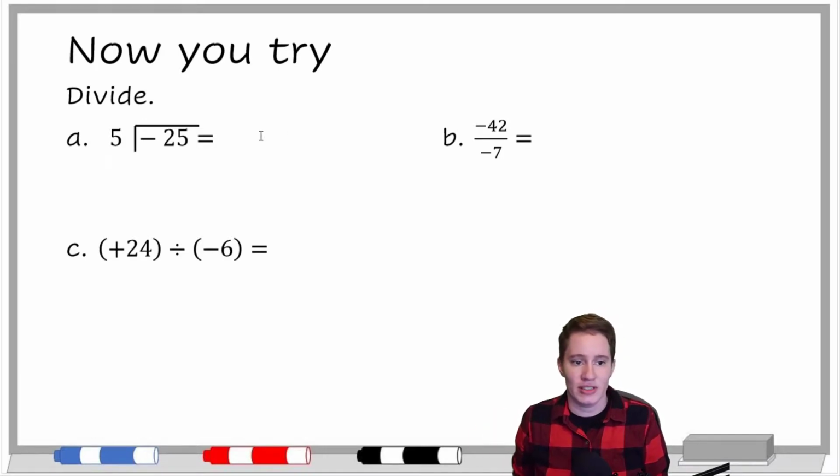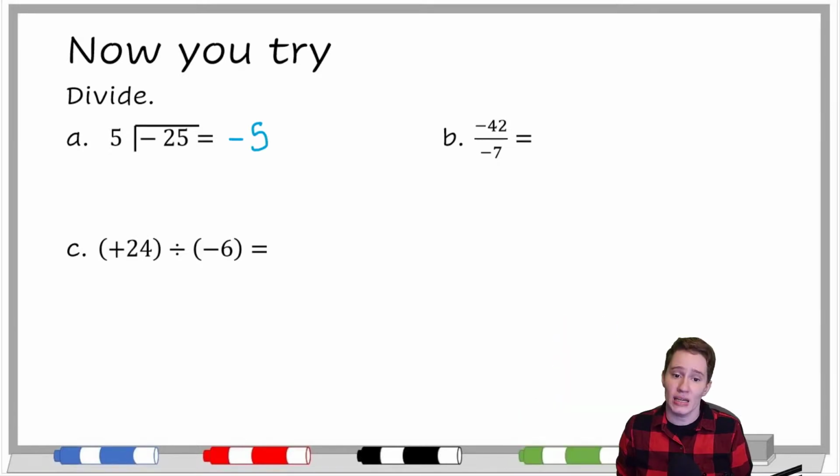All right, 5 into negative 25, my answer is 5 with a negative. B, negative 42 divided by negative 7, they're two negatives, make a positive, so that is positive 6. And then C, positive 24 divided by negative 6 ends up being a negative 4.